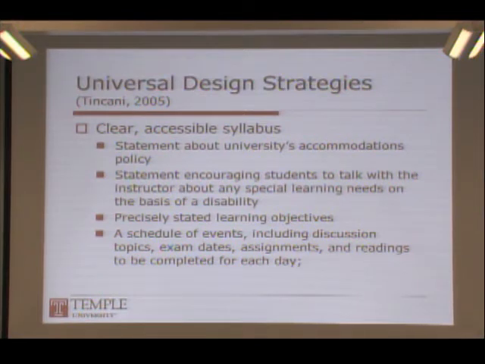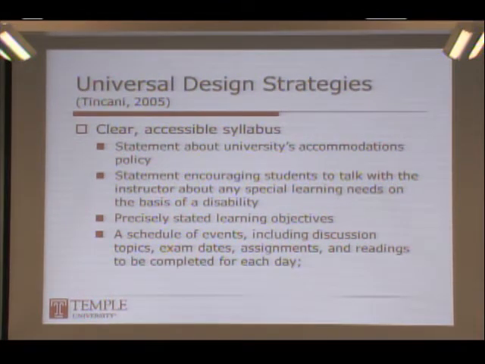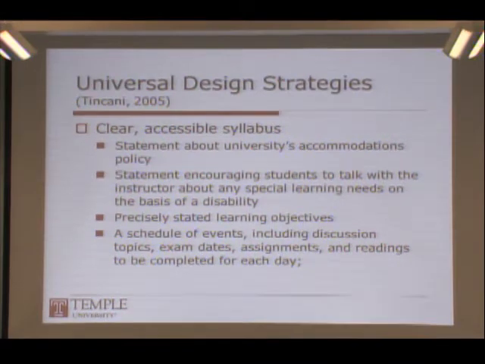The first is a clear, accessible syllabus. Probably somewhere on your university website, it says that this stuff has to be in your syllabus. And those of you who are familiar with your colleges or schools or departments' policies may know where this information is. But there should be on your syllabus a statement about the university's disability accommodations policy. A statement encouraging students to talk with the instructor about any special needs on the basis of a disability.